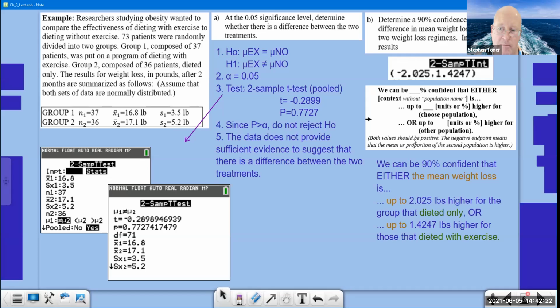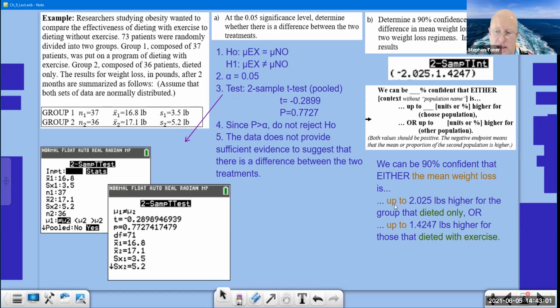Well, I've told you that both values need to be positive. That's why my -2 turned into a +2, 0.025. And it says the negative endpoint, that's the -2, means that the mean or proportion of the second population is higher. My second population was the ones who dieted only, no exercise. So I wrote that right there. And then or up to 1.4247 pounds higher for those that dieted with exercise. Lots to pay attention to right in there.